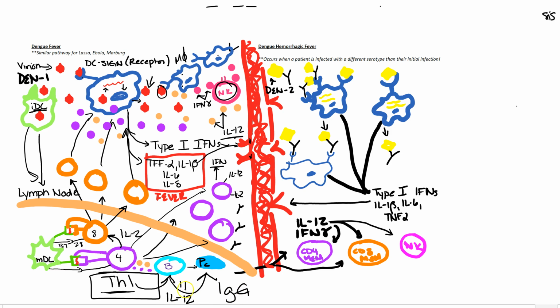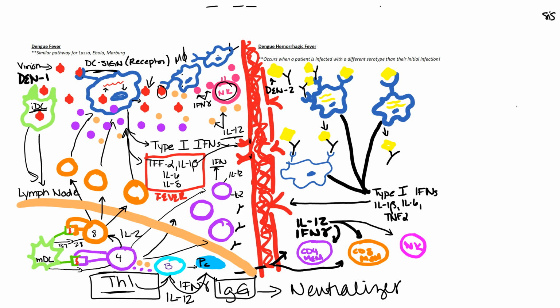Now, this IgG is a good thing. If it's DEN1, let's say, and we encounter DEN1 again, this IgG is a great neutralizing antibody. So it's basically going to stop the virion from being able to bind to its target receptor, which is DC-SIGN, and actually be able to get into the monocyte macrophage.